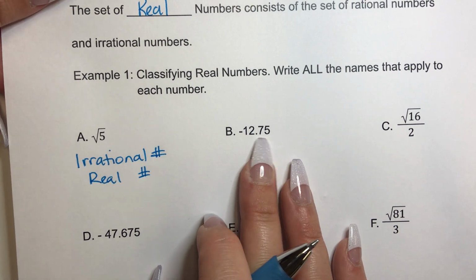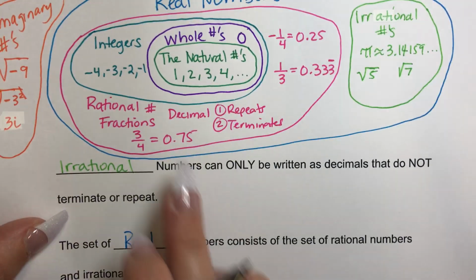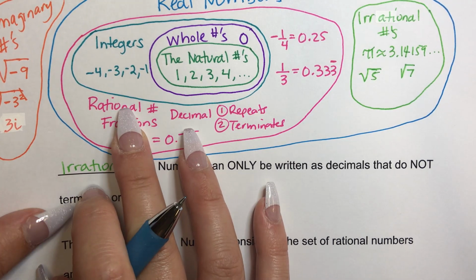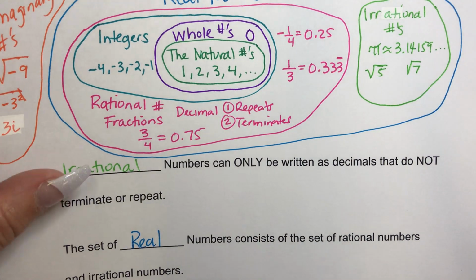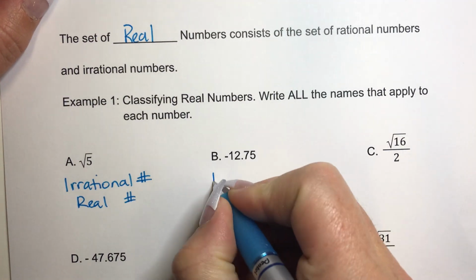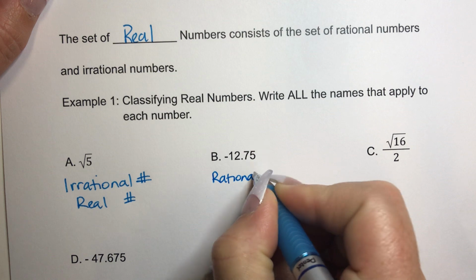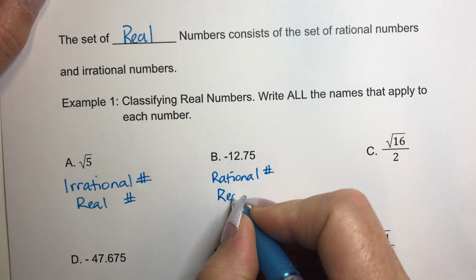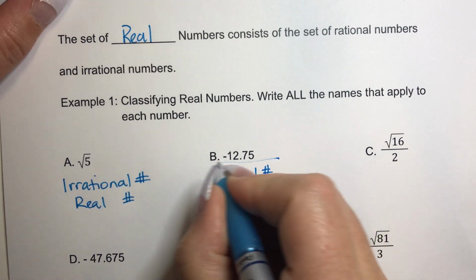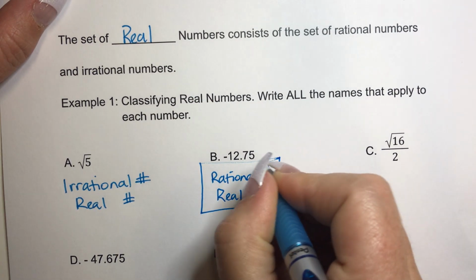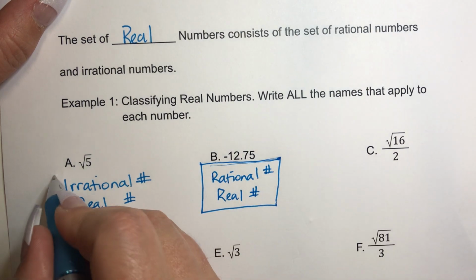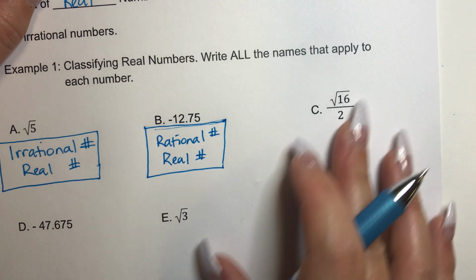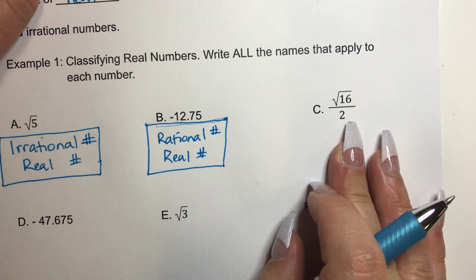Okay, so this is a decimal that terminates. So that means it's going to be a rational number and also a real number. So it's a rational number, and all rational numbers are real numbers. So it's a rational number and a real number. Perfect. All right. Okay, let's look at this one. C, square root of 16 divided by 2.